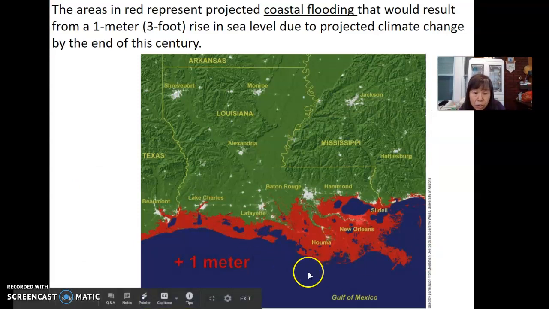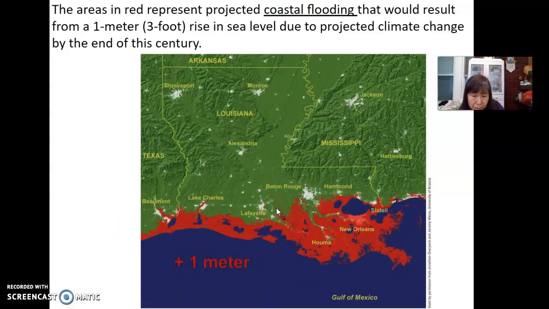So this one is just to show you, remember, a lot of human development is on the coastal area. If we have 1 meter, about 3 feet, of sea level rise, that's how much would be flooded, which is a big loss of economic impact.